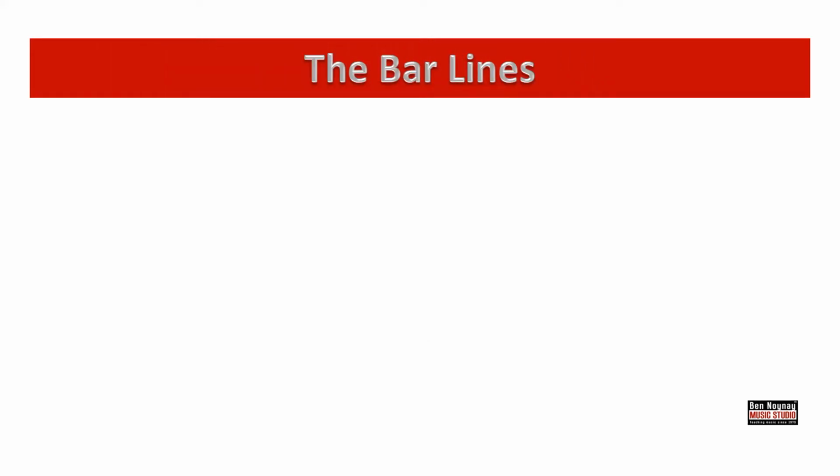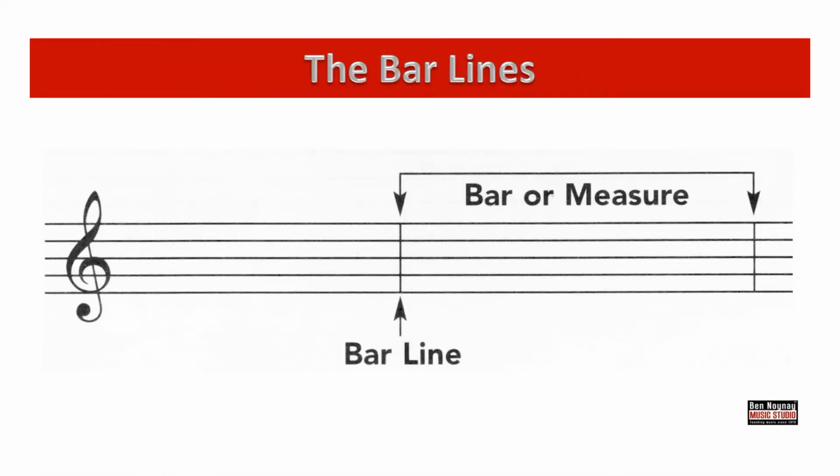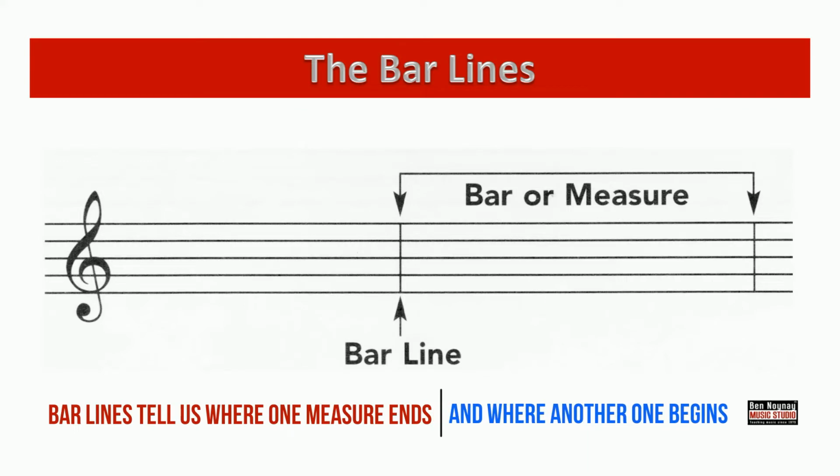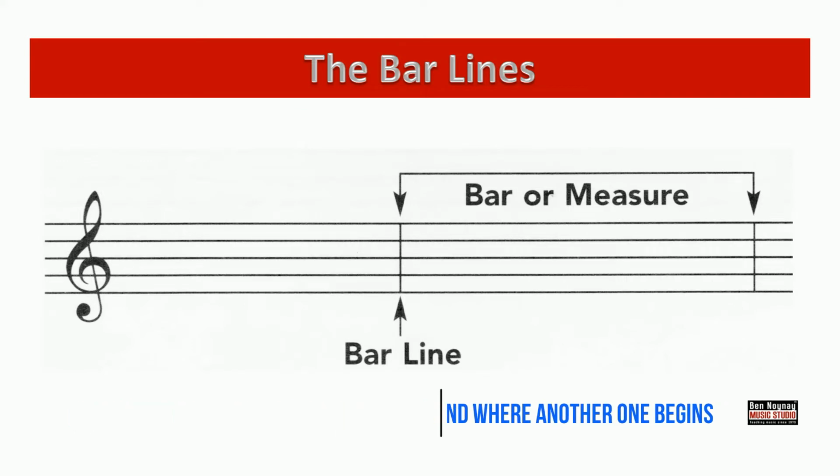Now, let's take a look at bar lines. Bar lines are drawn across the music staff in order to divide the piece of music into sections. We call these sections bars or measures. Without bar lines, it is difficult to determine the phrasing of notes to form into a sensible musical progression. So generally, bar lines tell us where one measure ends and another begins.